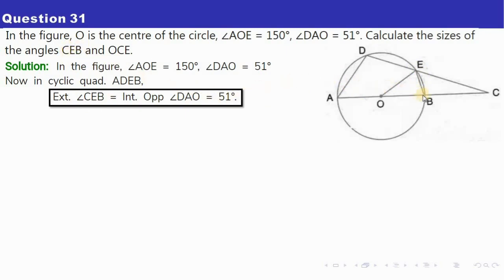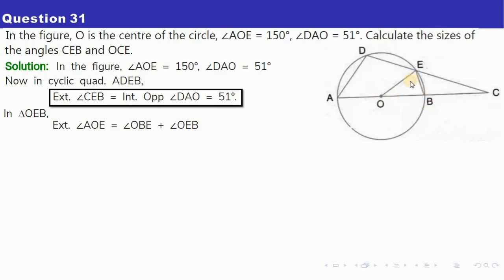Now let us move on to the next part, that is to calculate OCE. OCE means we need to calculate this angle. Now in triangle OEB, this is my exterior angle AOE, and we know that an exterior angle is equal to the sum of the opposite interior angles. The opposite interiors are this one and this one, that is OBE and OEB.